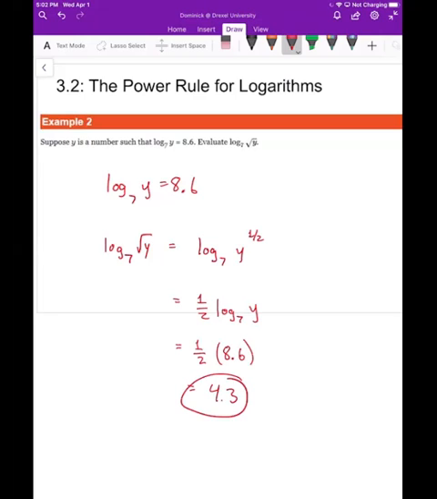All right, and that's the idea. So the power rule allows you to do this problem without knowing actually what y is.